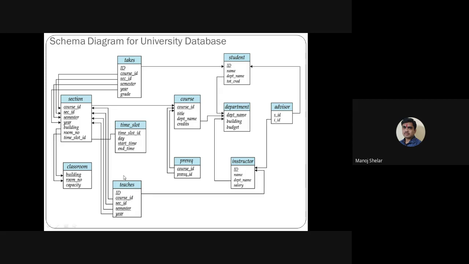Normally, notations for the ER diagram or schema diagram are available in the course book. So we have the student, text, section, time slot, classroom, teachers, prerequisite and instructor entities. Course ID underlined is the primary key. ID is a key attribute. As per the requirement, we design the key attributes. This is a simple example of the schema diagram of the university database.